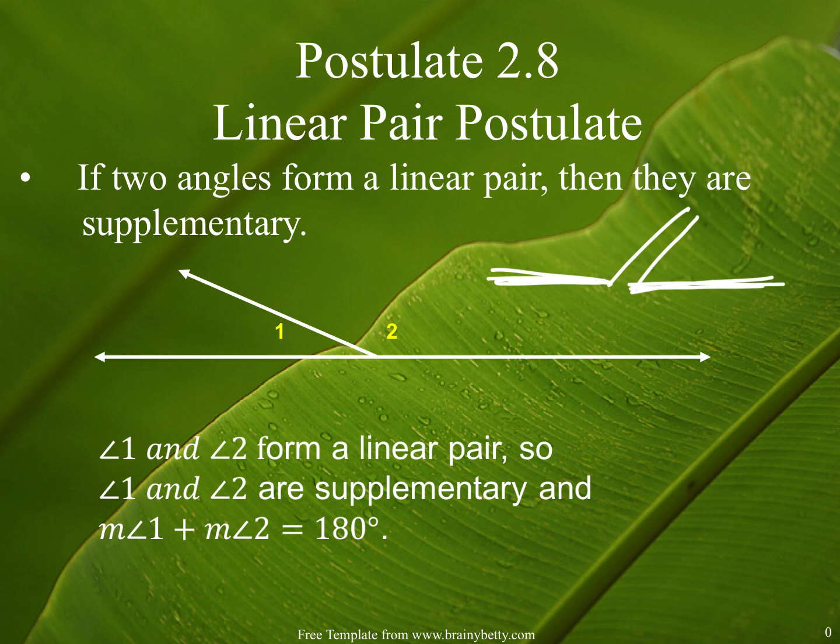So looking at this statement, it says if 2 angles form a linear pair, then they are supplementary, which is true. I'm adding 2 angles to equal 180. So if angle 1 and angle 2 form a linear pair, then angle 1 and angle 2 are supplementary, and the measure of angle 1 plus the measure of angle 2 equals 180. You cannot forget that. A lot of you made a mistake on the quiz because you forgot what linear pair means. You have to remember that word. Any questions on this one?